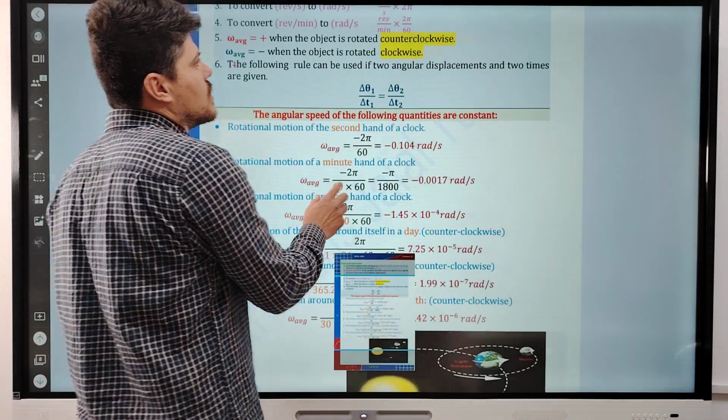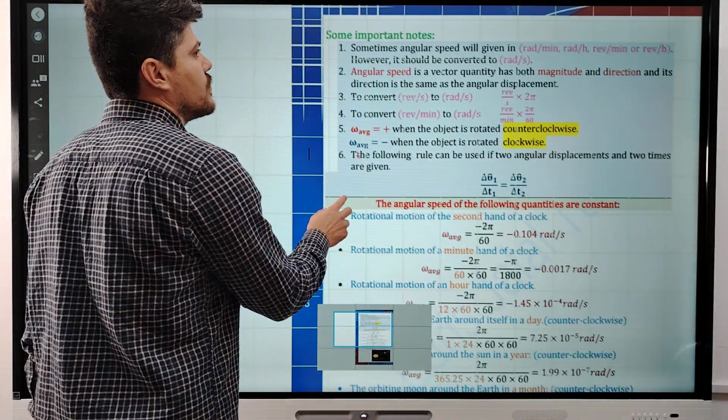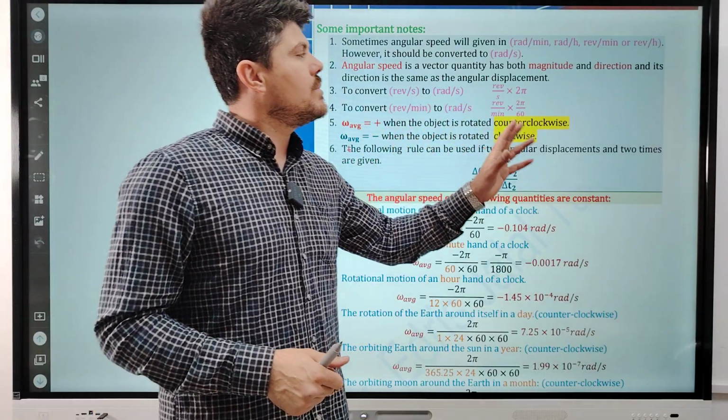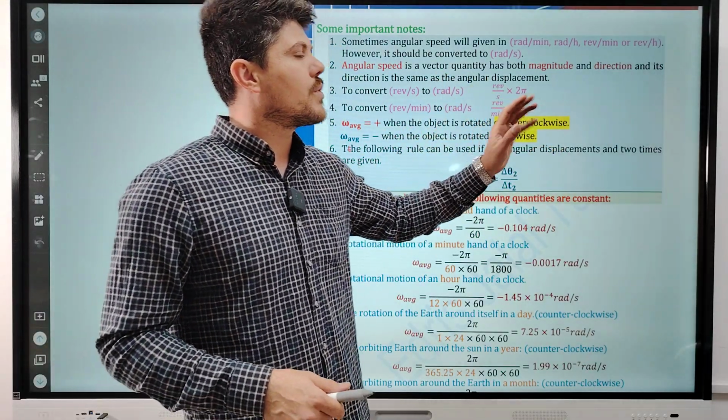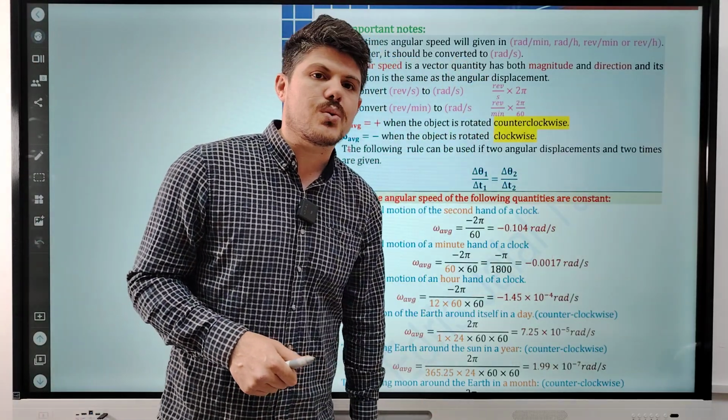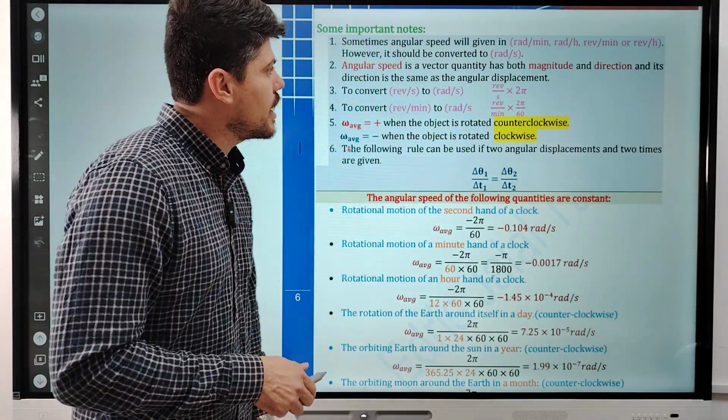So we have some important notes here. Please be careful. The first note, sometimes angular speed will be given in rad per minute, rad per hour, rev per minute, or rev per hour. However, it should be converted to rad per second, as I mentioned before, okay?